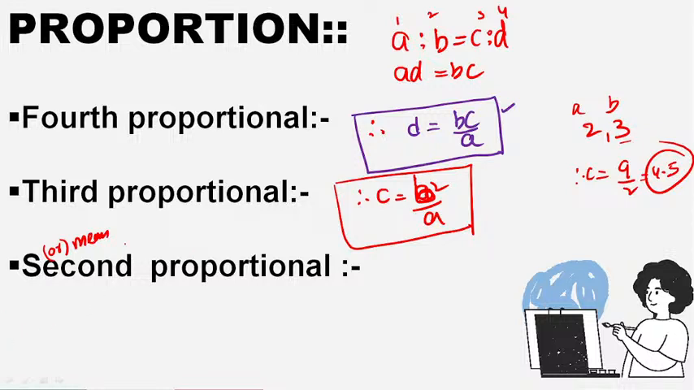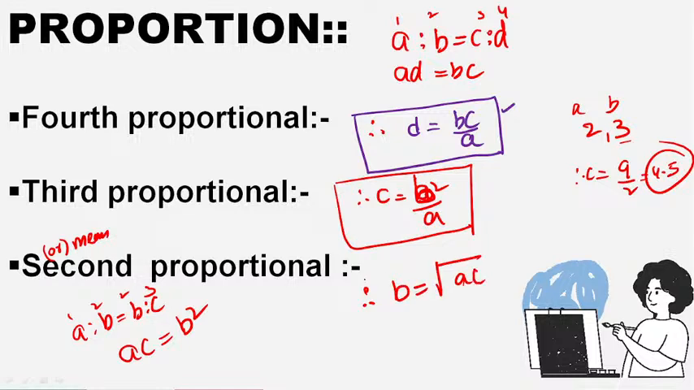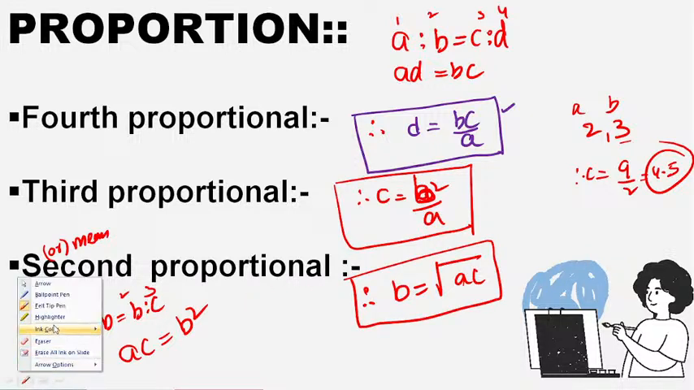And coming to the second proportion or mean proportion. A is to B is equal to B is to C. 1, 2, 2, 3. So what is the proportion formation? AD is equal to BC like this. So AC is equal to B square. So second proportion means find out the B value. So then B is equal to root of AC. Just remember only these three formulas, guys.